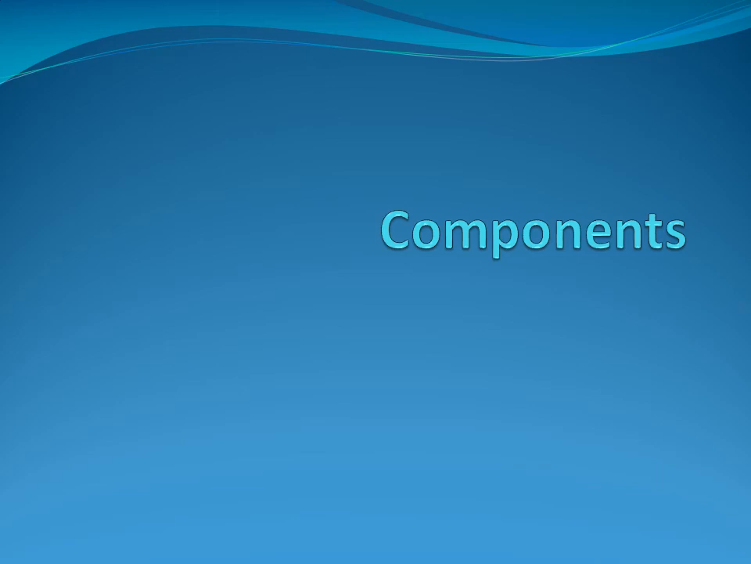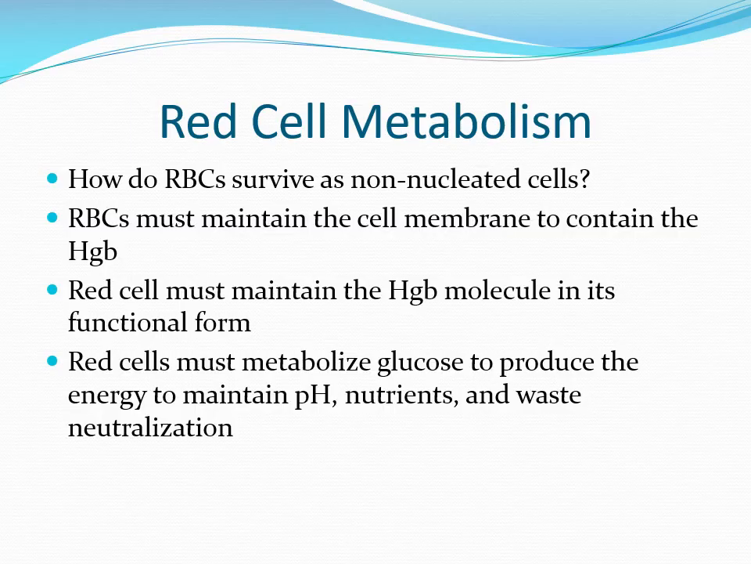Components. So we've learned a little bit about testing, samples, and things like that. So let's speak about what actually goes into the components. Start with a little bit of red cell metabolism. How do RBCs survive as non-nucleated cells?